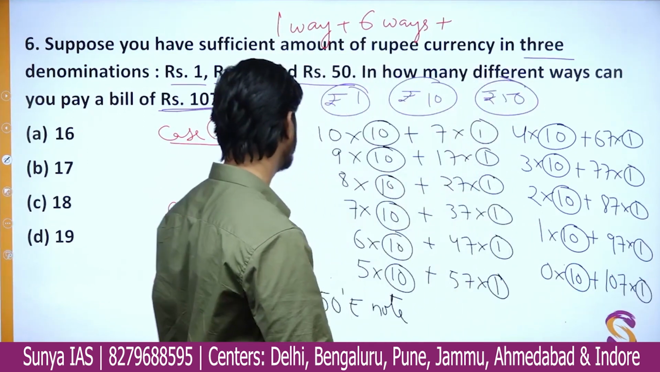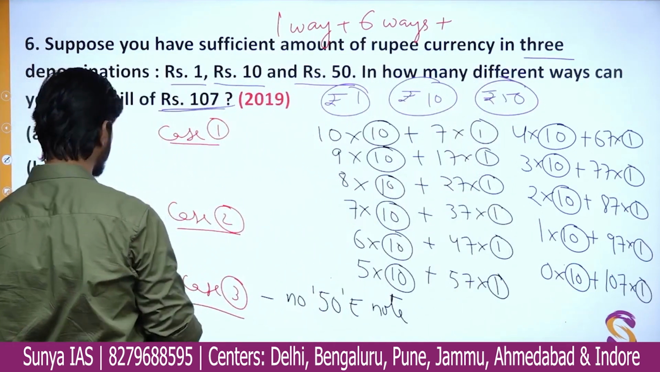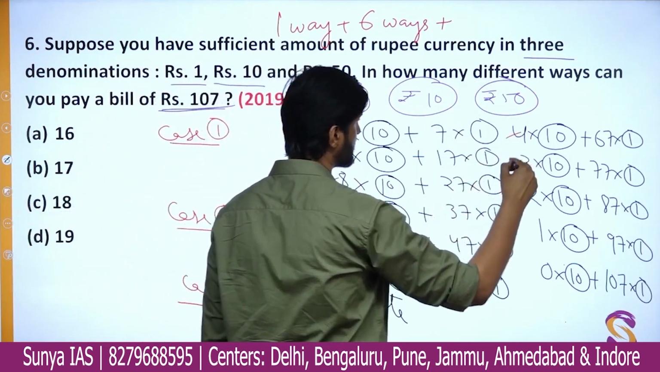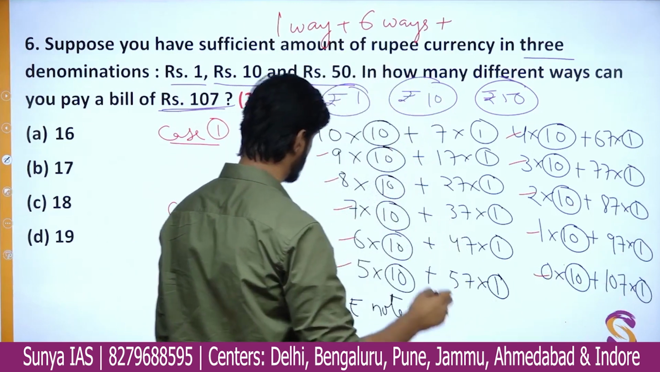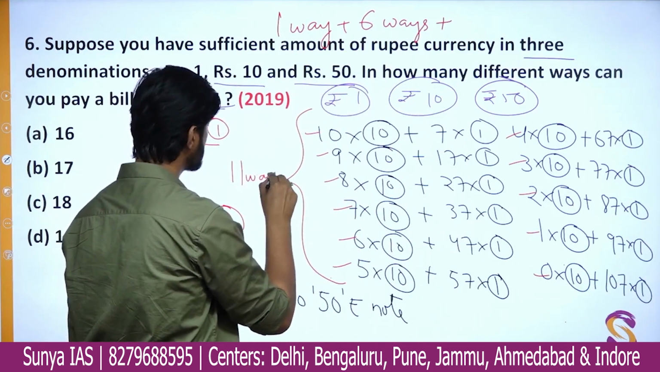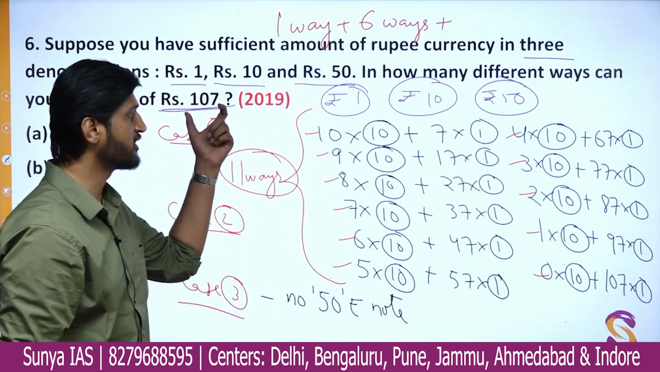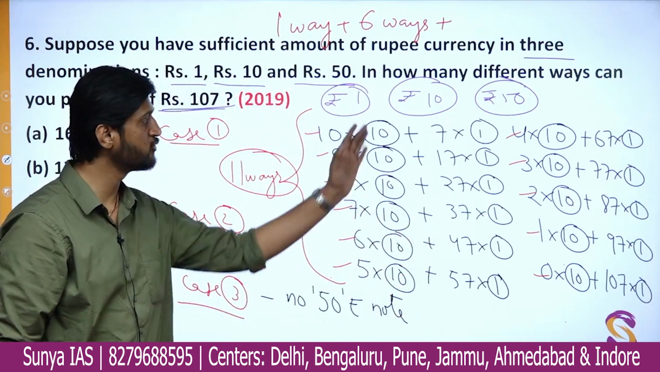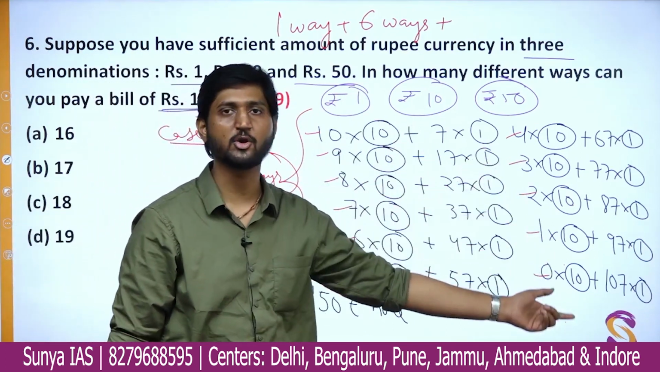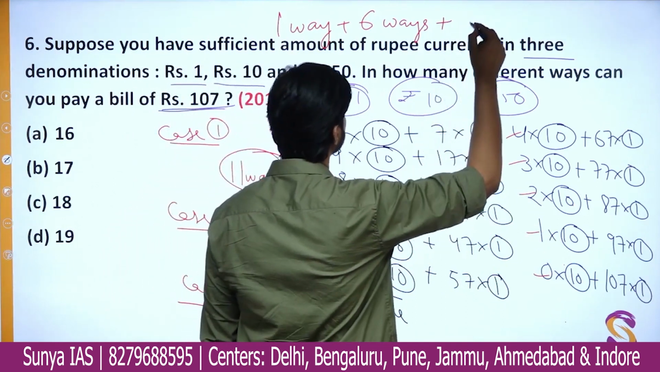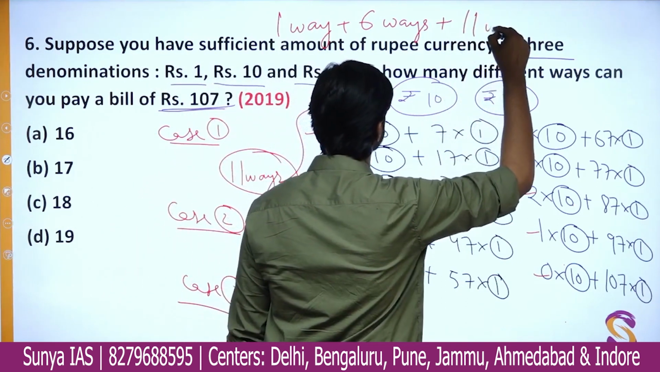So as you can see here, we have a lot of cases and we have 1, 2, 3, 4, 5, 6, 7, 8, 9, 10, 11. Total 11 ways in which we can pay an amount of 107 if we are taking no 50 rupee notes and we are using only 10 rupee coins and 1 rupee coins to pay the amount. Okay. So overall, using case 3, now we have 11 ways.